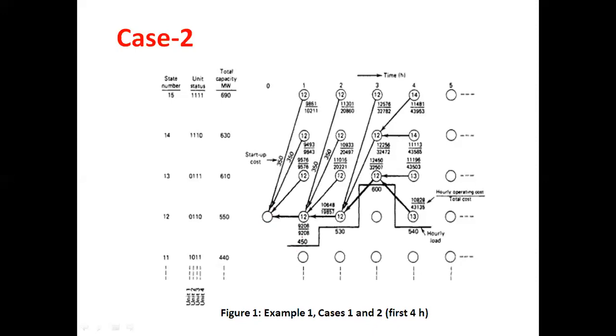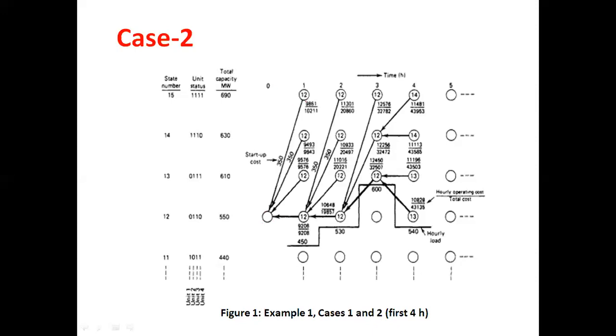Say for state 15, the 4 units are on. Say for state 13, units 2, 3 and 4 are on. This is called the combination, and some combinations can easily serve the load demand. It is seen that states 12, 13, 14 and 15, or these combinations of unit status, can serve the load demand. So for the load demand, there is a startup cost. This is called the startup cost at hour 0.